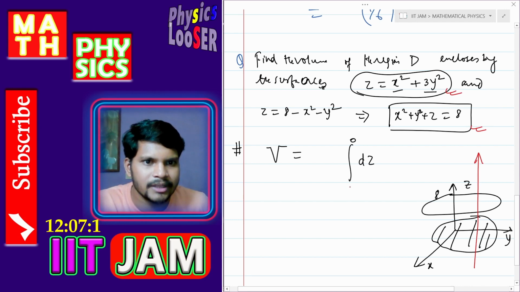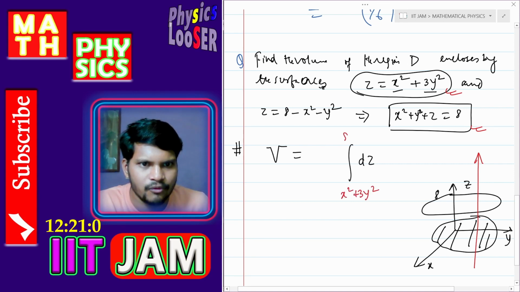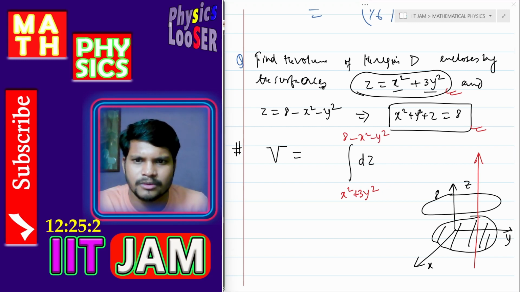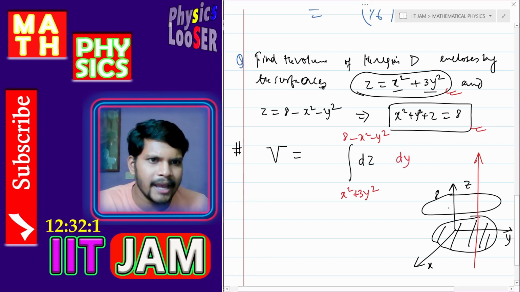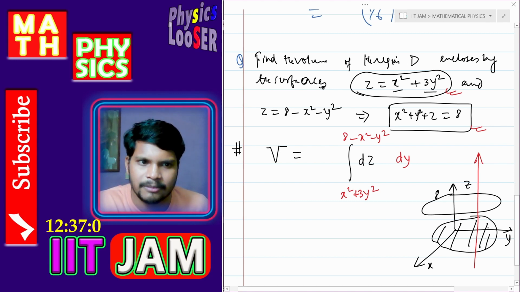So I can say there will be some dz, and z goes from x squared plus 3y squared, the lower, to 8 minus x squared minus y squared, the higher. So this is the dz limit. Understood? Now what about another one, let us say dy. You see that I have not made any kind of structure. I am just using which one is lying in the xy plane and which one is lying in the z direction. So that is the simple way.